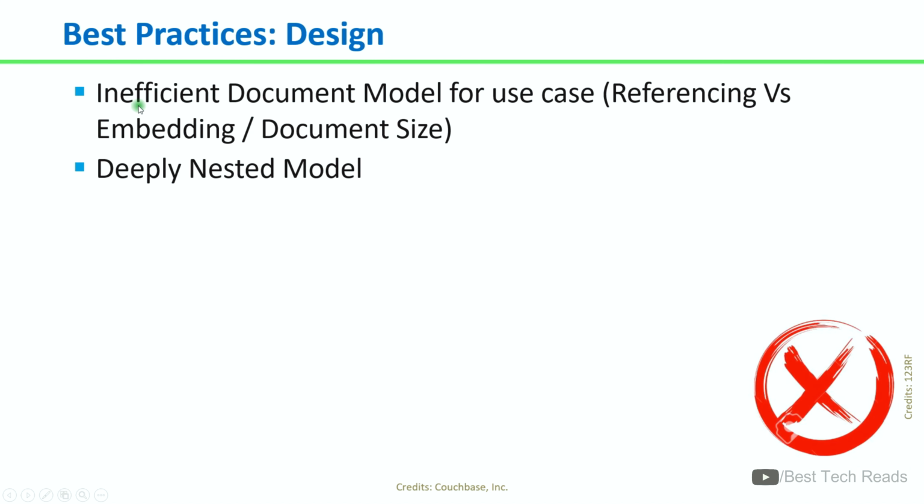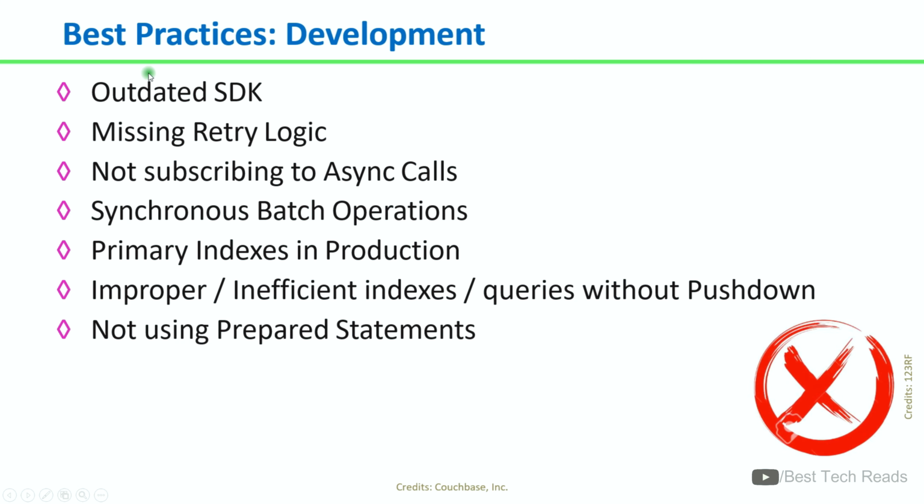Best practices related to design. Inefficient document model for use case, deeply nested model will definitely create performance issues. Best practices related to development: outdated SDK will cause issues. Missing retry logic is not recommended. We should be having a retry logic.